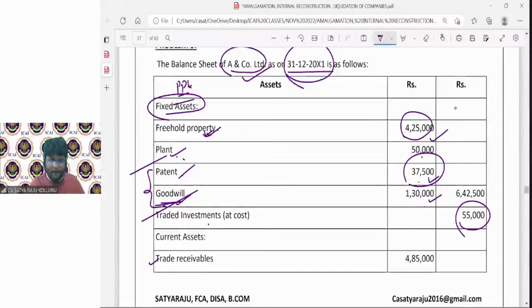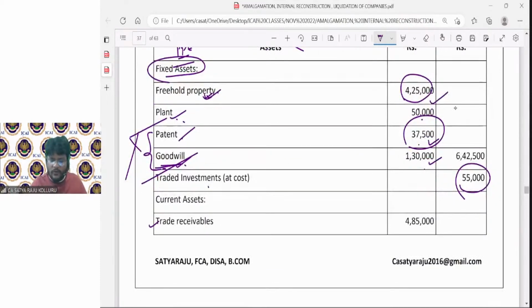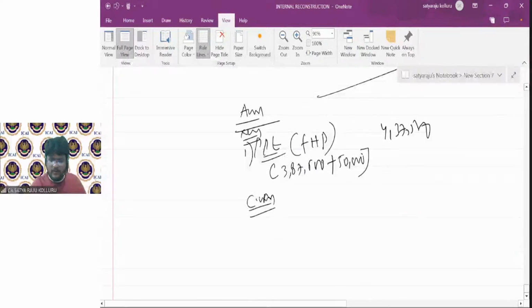Next, patent, goodwill. Can I consider? No. Nullified with the reconstruction. Trade investments, we sold out. Don't consider this. Current assets, trade receivables, consider. Consider under current assets, trade receivables.